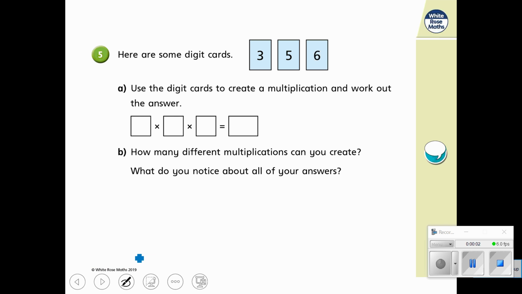Good afternoon. It is Tuesday, the 9th of February, and these are the answers to the Multiply by 3 worksheet. We will start with number 5.